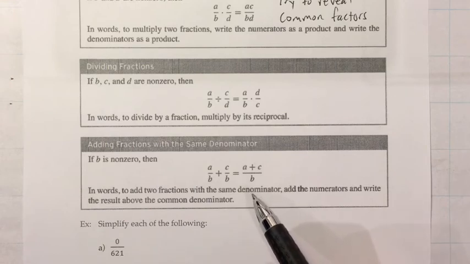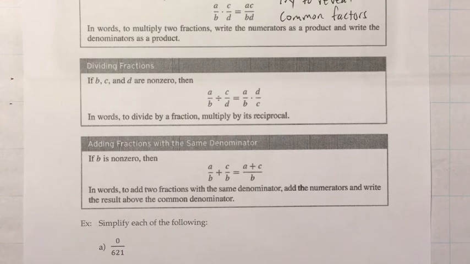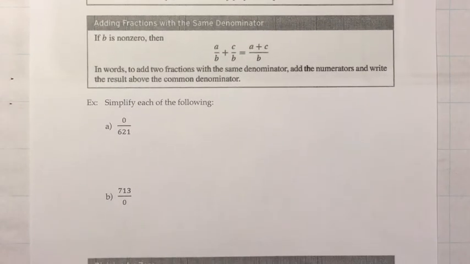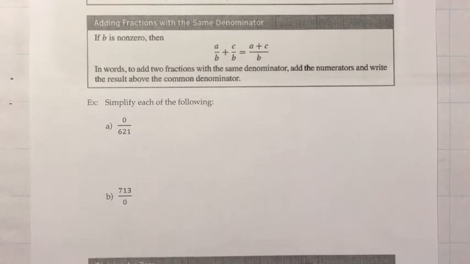If you don't, you have to follow the process from the previous page, one of those two processes, to come up with a common denominator. All right, so let's look at something a little different here, which is some properties of 0.